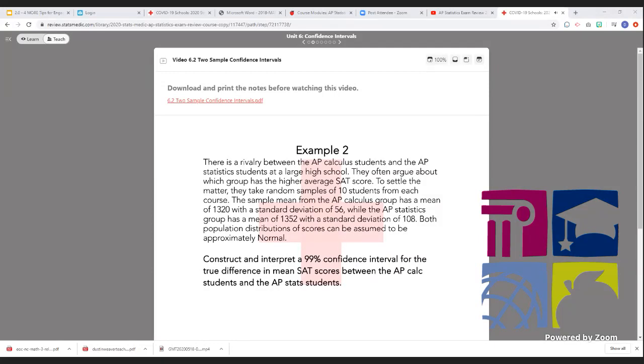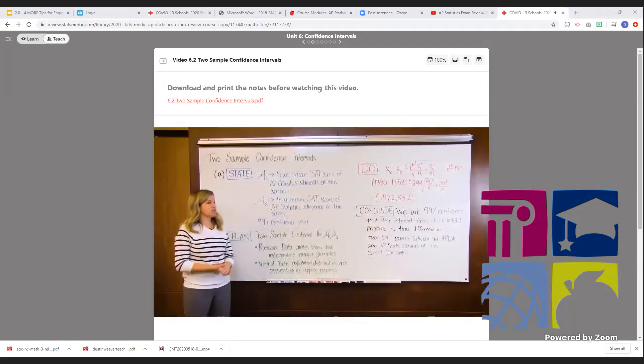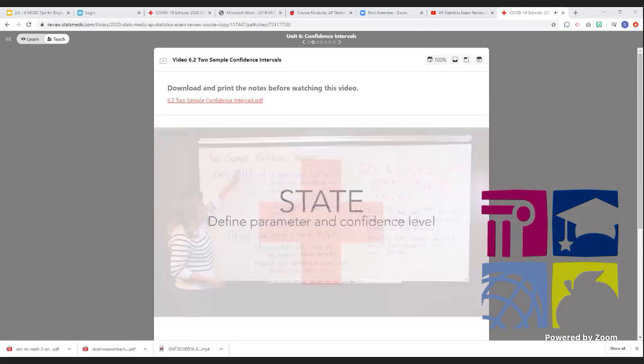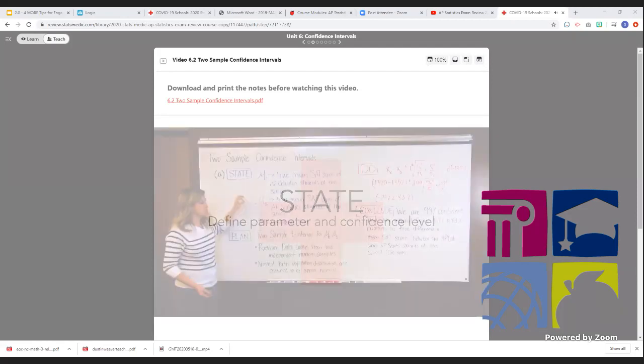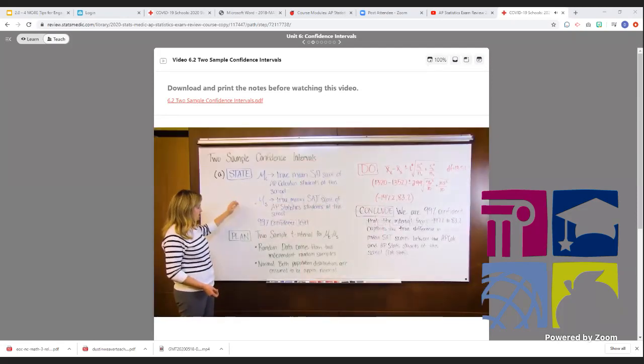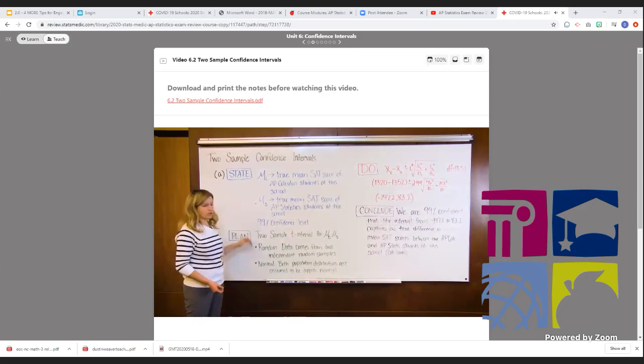Construct and interpret a 99% confidence interval for the difference in mean SAT scores between the AP Calc students and the AP Stat students. So we'll go through our 4 steps: state, plan, do, conclude. In the state portion, we've clearly identified both of our parameters, the mean of the AP Calculus students and the mean of the AP Statistics students. And this time we're doing a 99% confidence level.